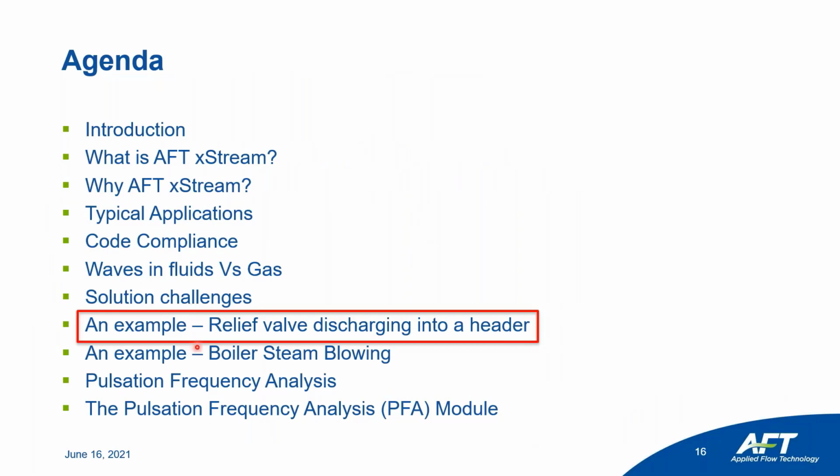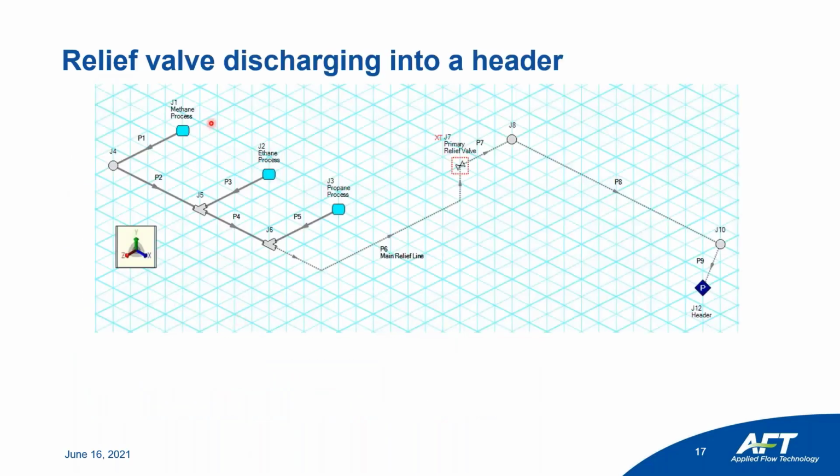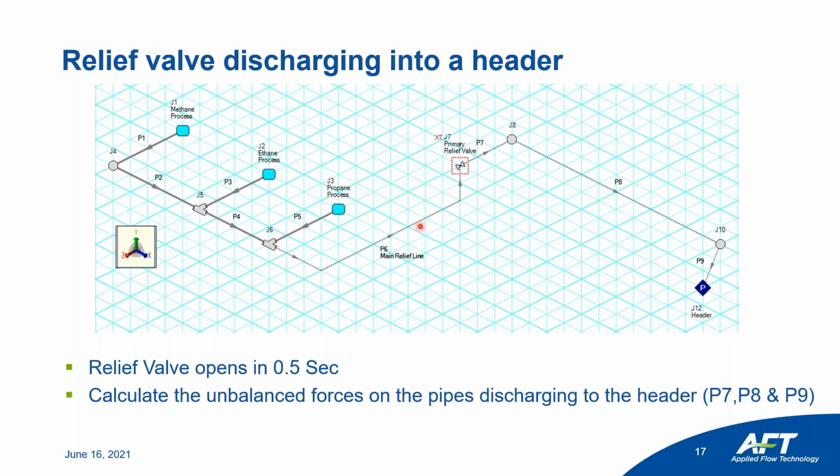So now let's move on to an example, a relief valve discharging into a header. Here we have three tanks: a methane tank, an ethane tank, and a propane tank. They are discharging to a header. The relief valve opens in 0.5 seconds, and we want to calculate the unbalanced forces in the piping discharging to the header. We want to calculate the forces in pipe 7, in pipe 8, and in pipe 9.